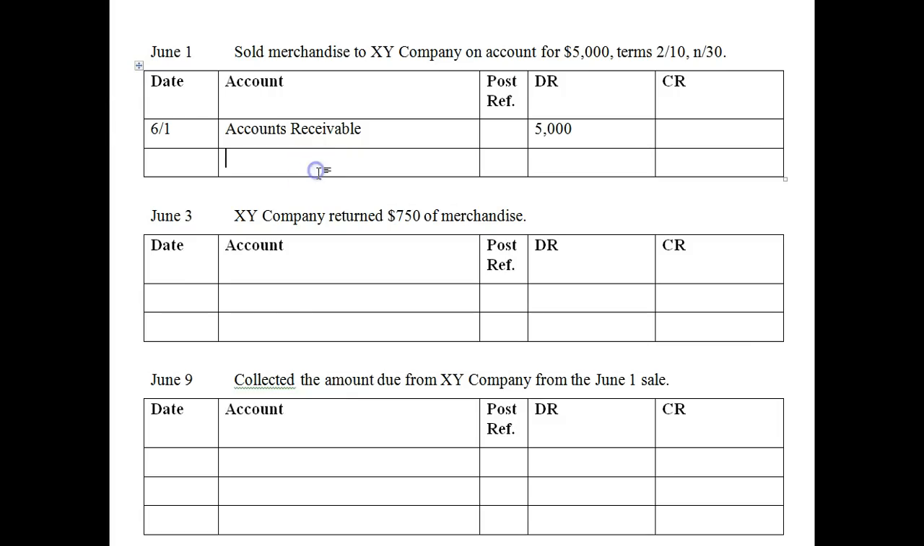Now what are we going to credit? Well, we sold merchandise, so we have received revenue. So we're going to credit sales or sales revenue. And again, our credit will be $5,000.